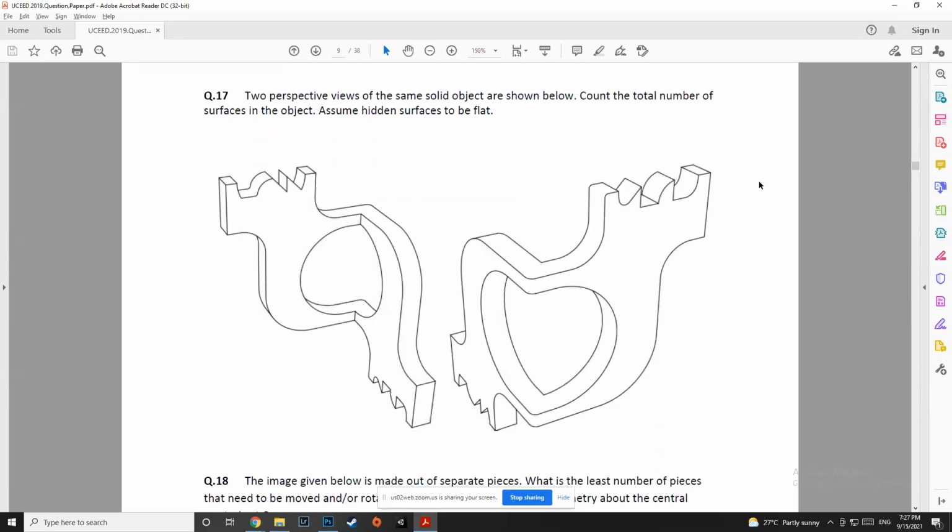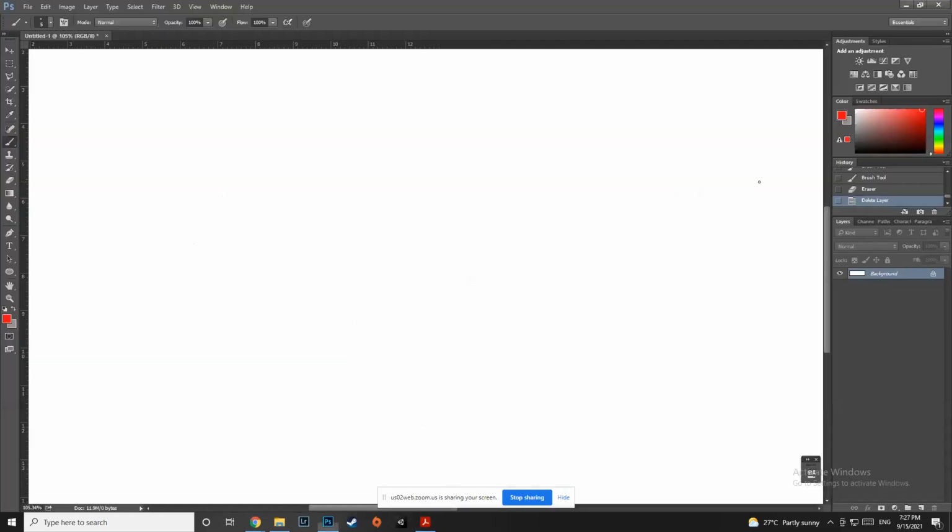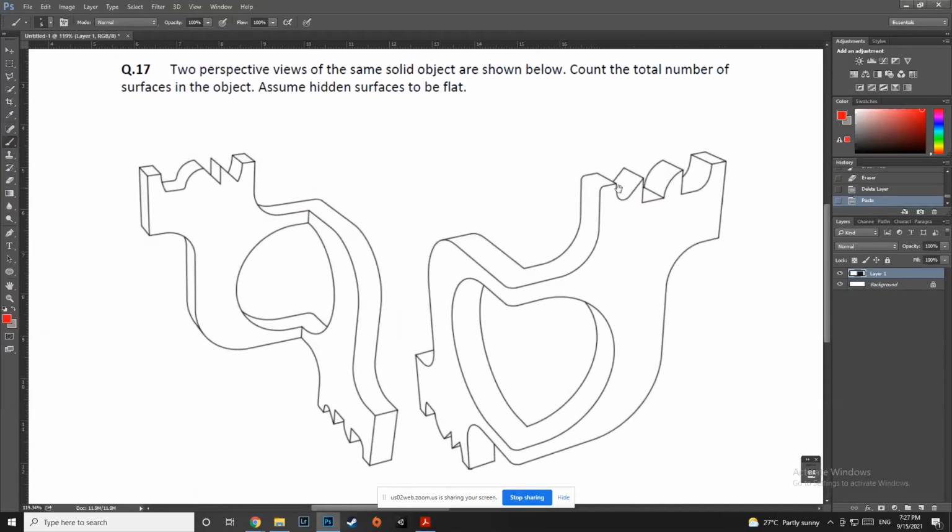Quickly, let us do surface counting. We've already done it, right? We're already well versed with it. You guys were able to give the correct answer.